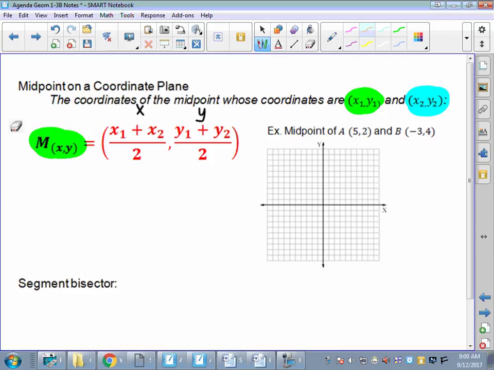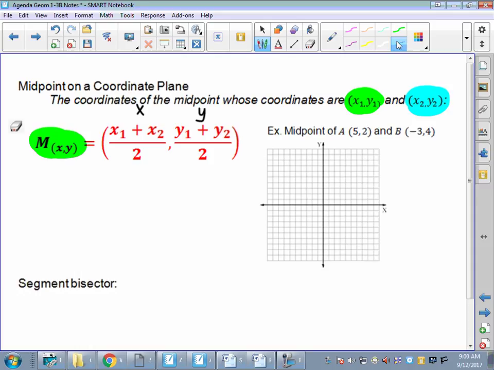So x1 plus x2 over 2, y1 plus y2 over 2. We're really finding the average, which is what we were doing for midpoint on a number line as well. We only had one coordinate to work with. So go ahead and sketch these 2 points.